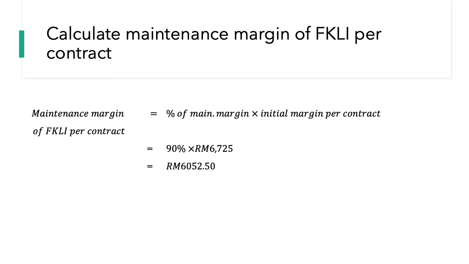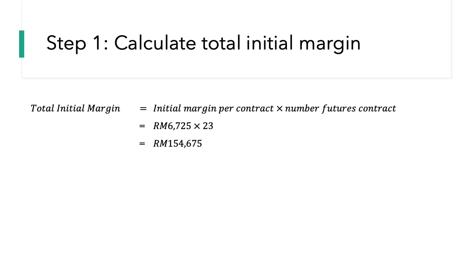127,650. For day 2, the broker assumes you buy at price 1456 and sell at price 1587. So the formula to calculate floating profit and loss for day 2: 1587, the selling price on day 2, minus 1456, the buying price from day 1, times 23 times 50, you get 150,650 ringgit. So you calculate for day 3, day 4 and day 5.